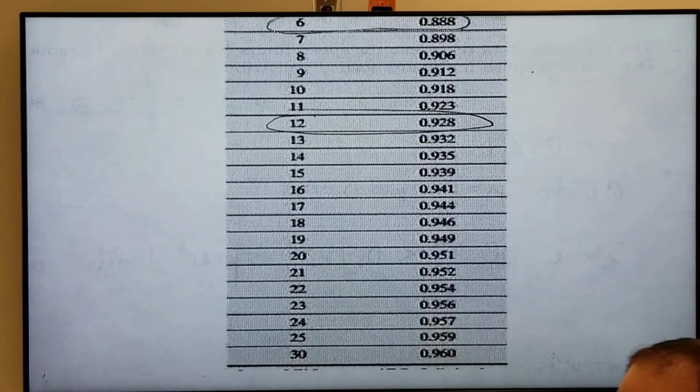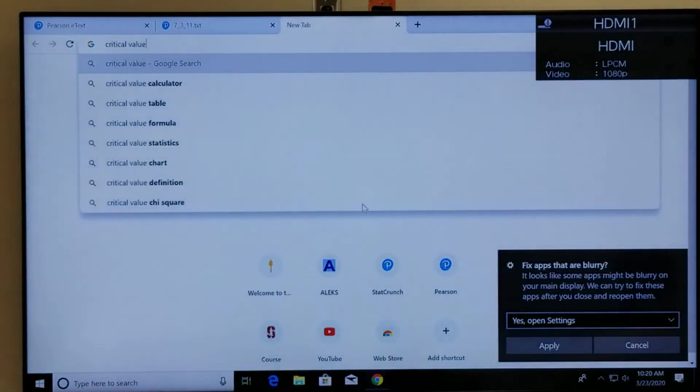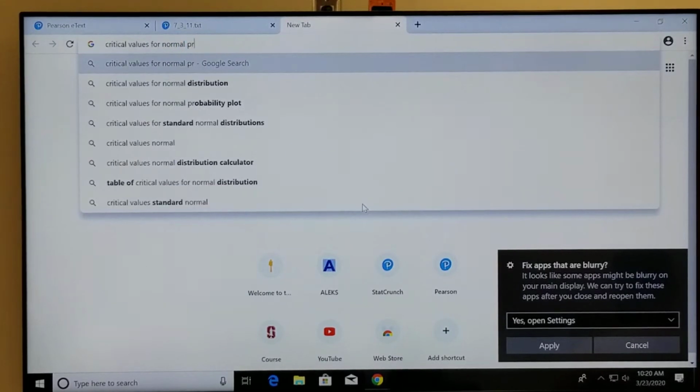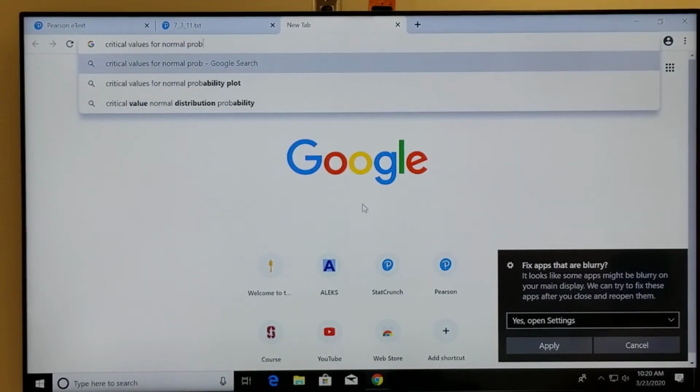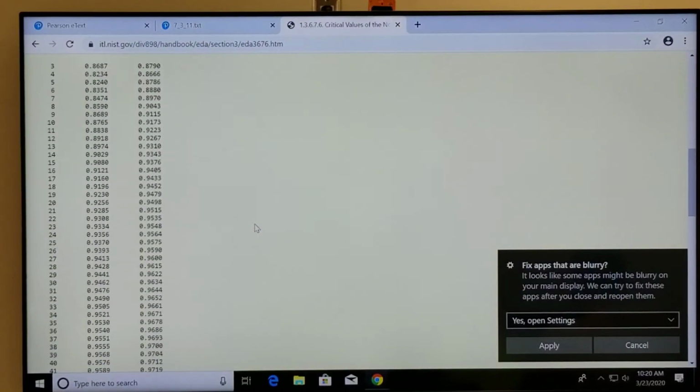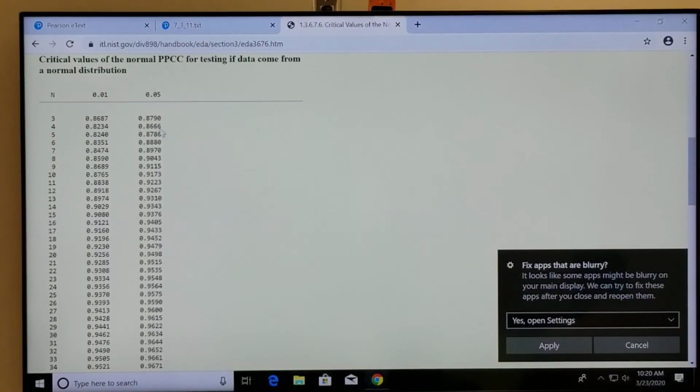Well, then the next best thing maybe we could do would be to just search. Just say critical values for normal probability plot. So critical values for the normal probability plot. Ooh. Okay, so here we go.